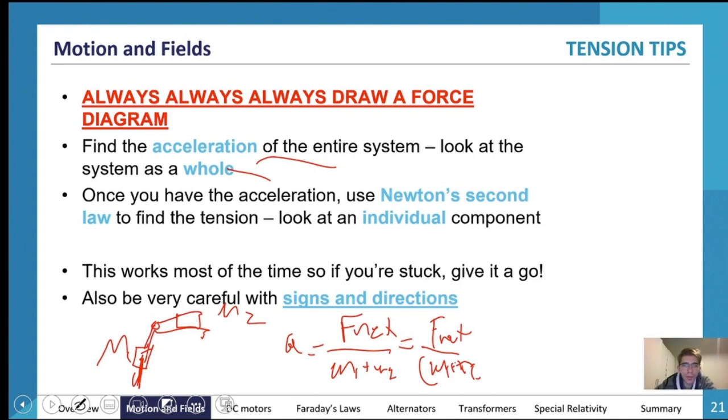After you find the magnitude of the acceleration, you have to find the tension which acts on M2. To find the tension, you use the formula M2 multiplied by the acceleration that you found initially. This is basically referred to as using Newton's second law.